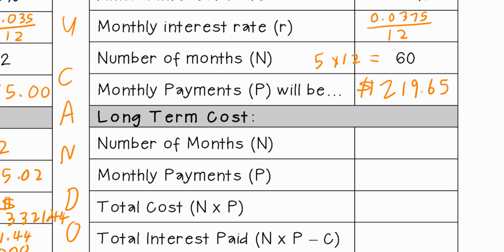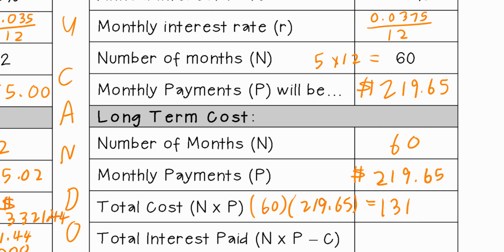Again, the rest of this is very systematic. The number of months we knew was 60. Monthly payments, we calculated to be 219.65. Then we multiply N and P. So again, 60 times 219.65. Let's work it out. Now, this is going to be $13,179, and I'll put 0.00 just to show you the decimals.